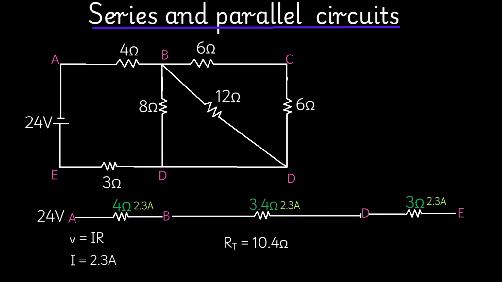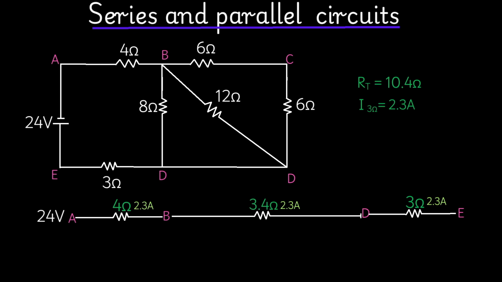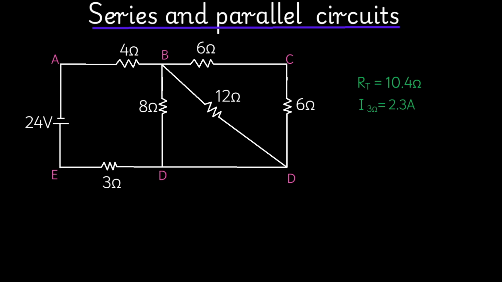And in a series arrangement, the current is normally the same. So this means that all of these will have 2.3 amperes as the current. And so our RT, or our total resistance, is 10.4 ohms, and our current through the 3 ohm resistor is actually 2.3 amperes. And this is basically how you can simplify this easily. Hopefully you've understood the concept.